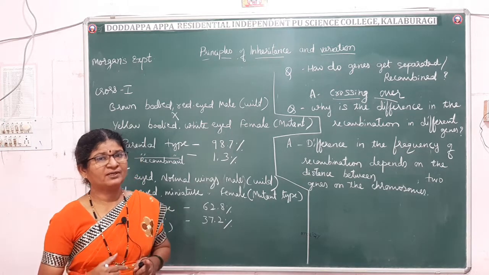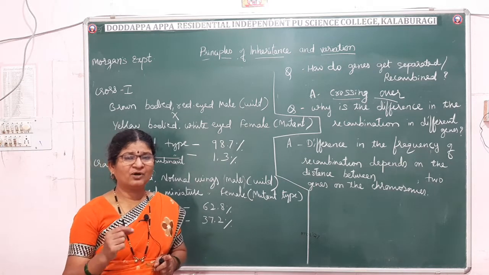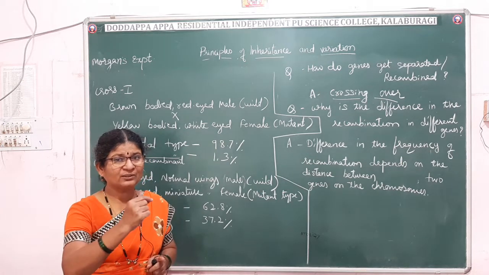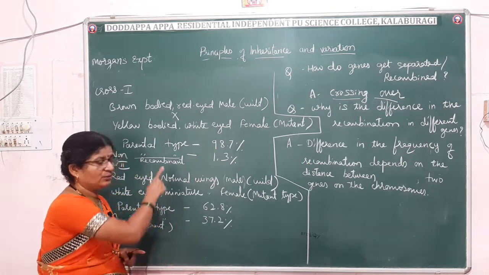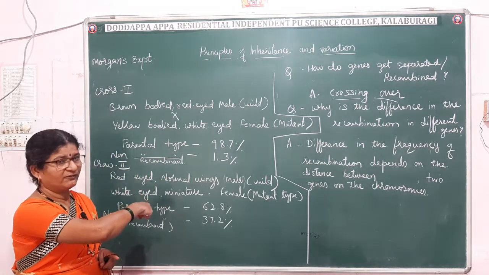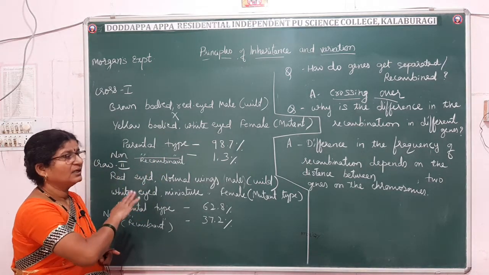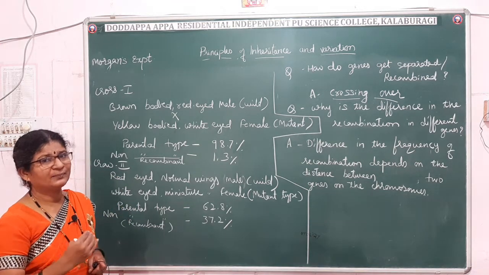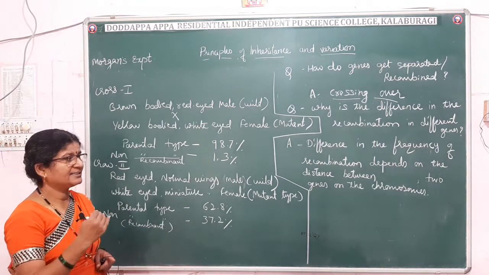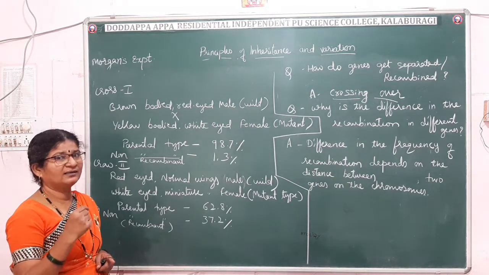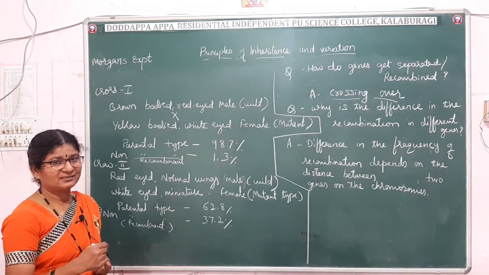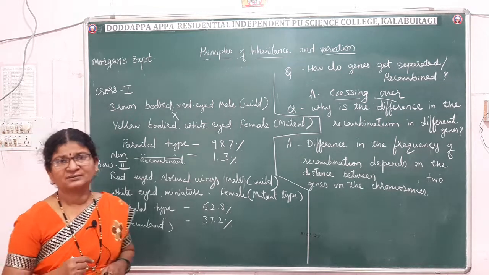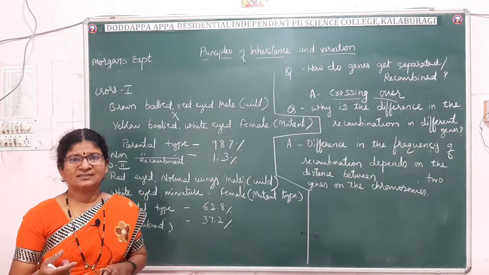Now, today what did we learn? We have learned Morgan's experiment by taking two cases where in both cases we got different results. Because of this he was able to explain complete linkage and incomplete linkage, that is, the percentage of appearance of recombinant characters. Hope you understood. Tomorrow we will discuss the next one.